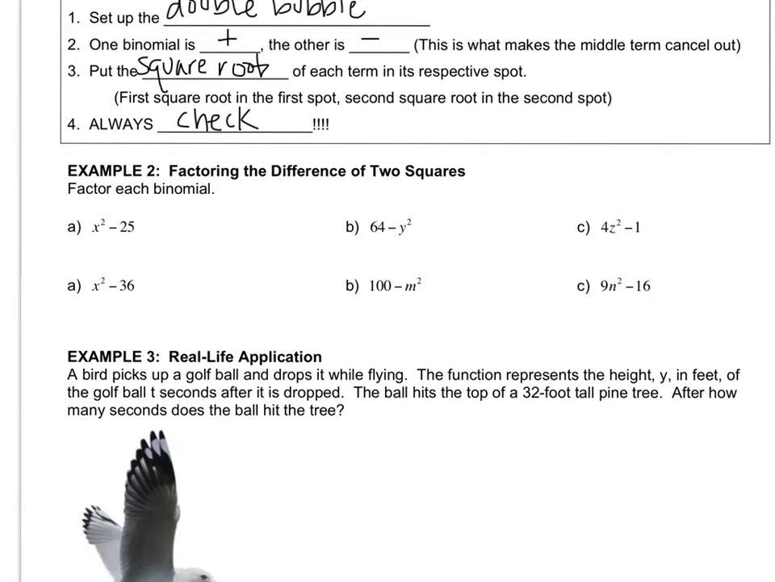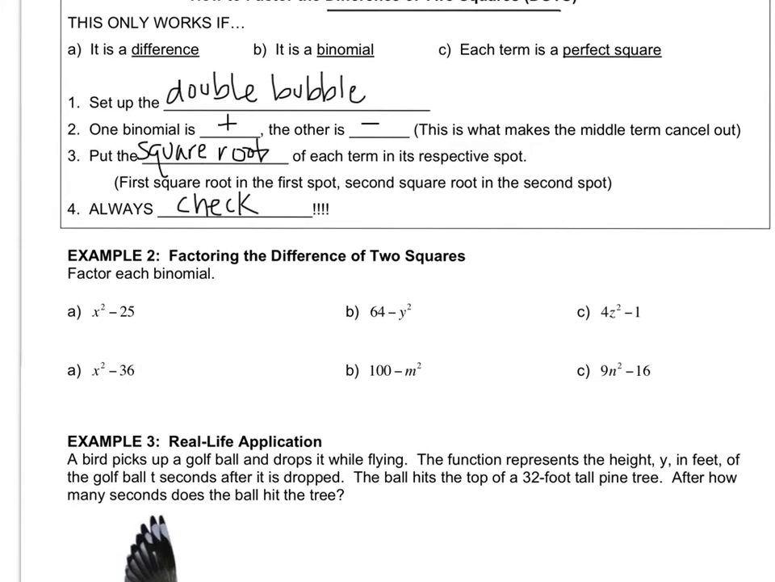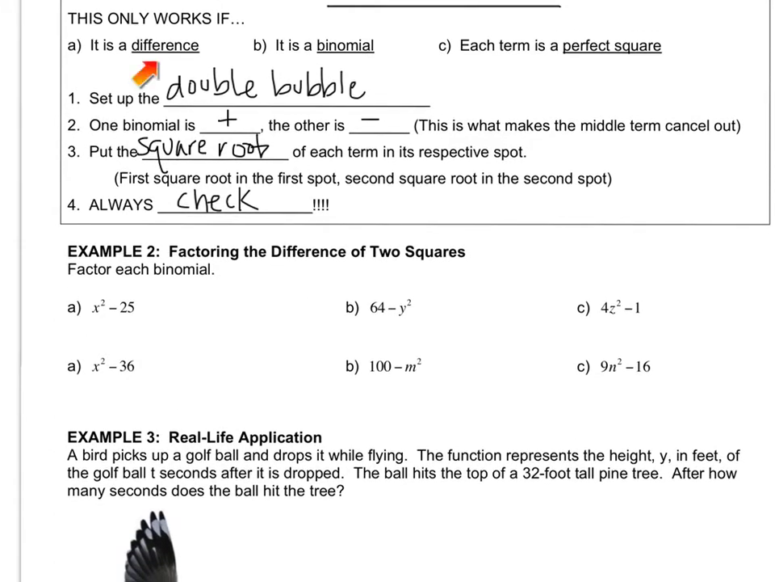So let's check out a couple examples, and you'll see how quickly this is done. X squared is x times x, and 25 is 5 times 5. So this meets my three requirements. It's a difference, it's a binomial, and each term is a perfect square. So I set up my parentheses. The square root of x squared is x. The square root of 25 is 5. One is plus, one is minus, and there you are.